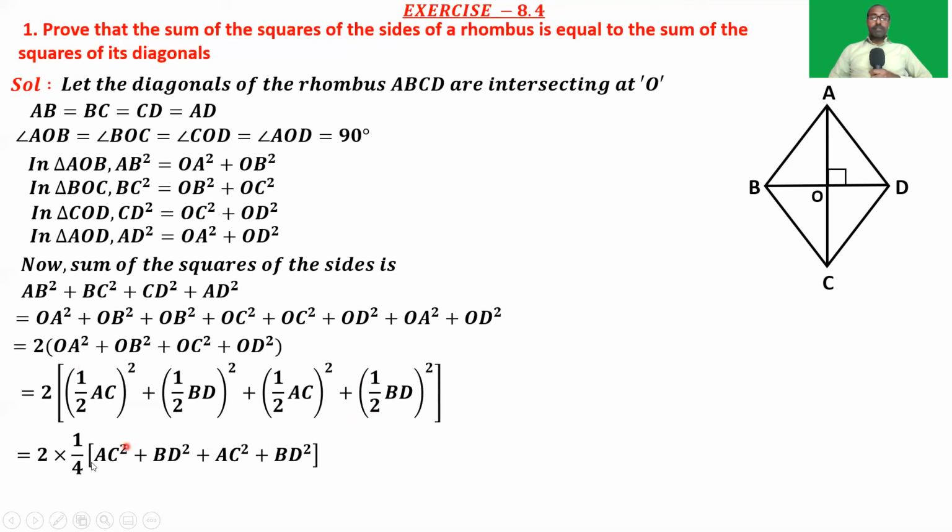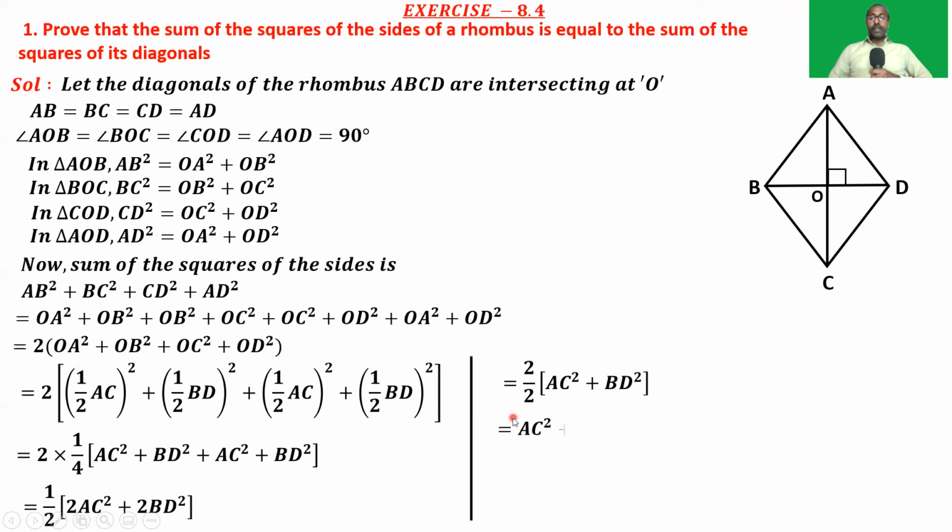So we take 1 by 4 common. Then we remain with AC square plus BD square plus AC square plus BD square. Now 2 into 1 by 4 is 1 by 2. And there are 2 AC squares and 2 BD squares, so the sum is 2 AC square plus 2 BD square. Again, take 2 common and cancel numerator and denominator, which leaves AC square plus BD square. So the sum of the squares of the sides is equal to the sum of the squares of the diagonals. Here we know that AC and BD are the diagonals. Okay.